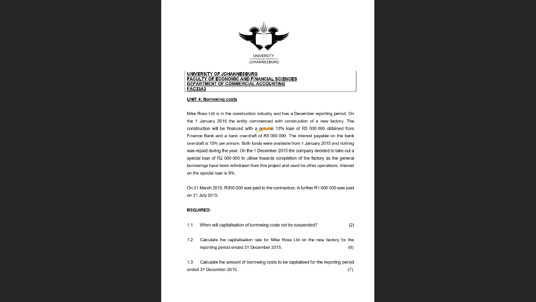This sentence here tells us that these borrowings have been withdrawn from this project and used for other operations. The moment it is used for other operations, that is a big clue to you that it is general. So the moment they say it's used for something else, it is general. Does that answer your question?